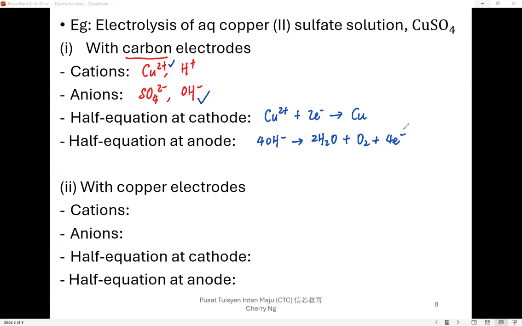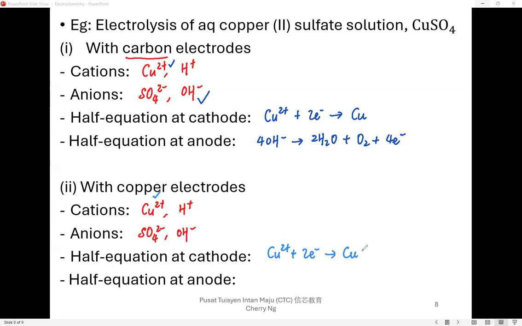Okay, now we look at the second case. If it's copper as the electrode, this will affect the anode. We also need to write down all the ions. It's the same thing: Cu2 plus, H plus, sulfate, and hydroxide. For the cathode, it is the same thing. We are going to discharge copper 2 plus, which is Cu2 plus plus 2 electrons becomes Cu.